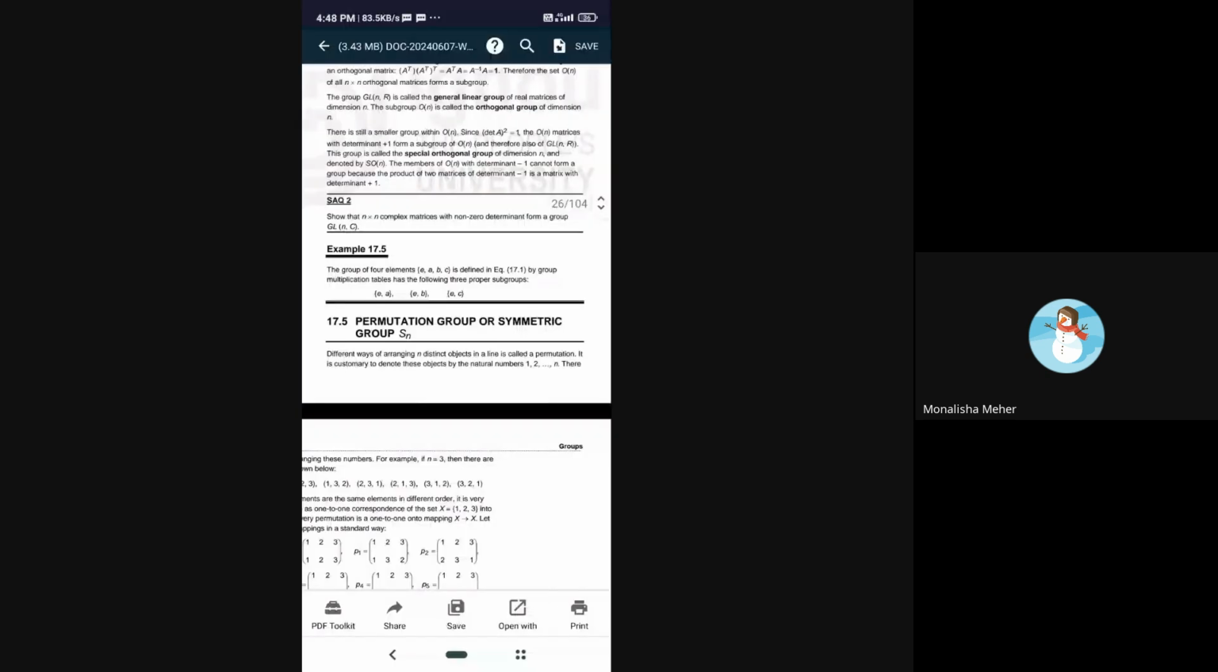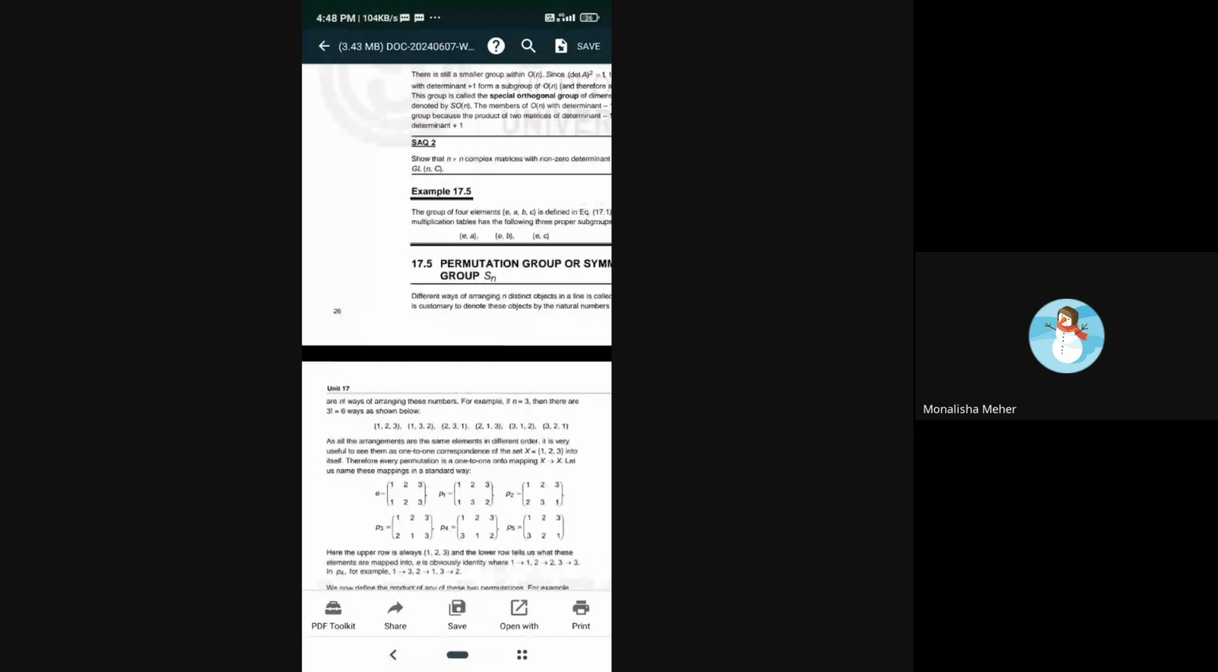Then permutation group or symmetry group, S_n. Different ways of arranging n distinct objects in a line is called permutation. It is customary to denote these objects by natural numbers 1, 2, and so on up to n. There are n factorial ways of arranging these elements. For example, if n is equal to 3, then there will be 3 factorial, which is equal to 6 ways.